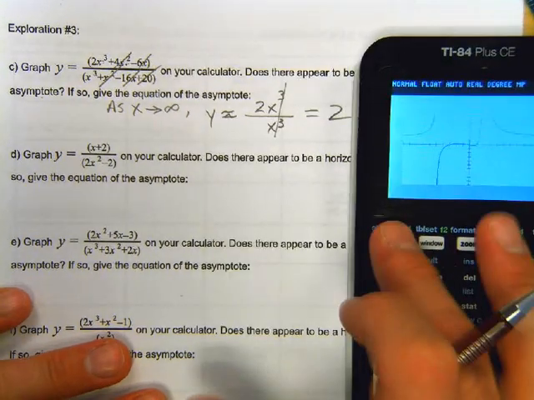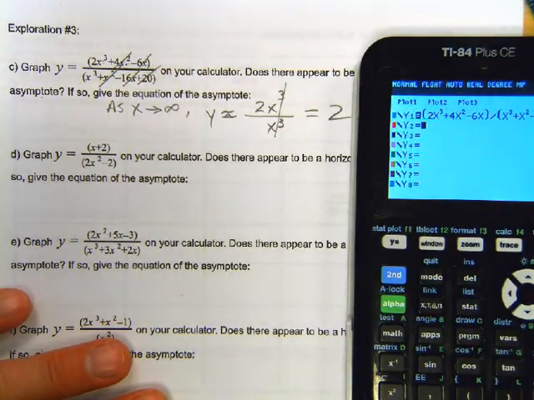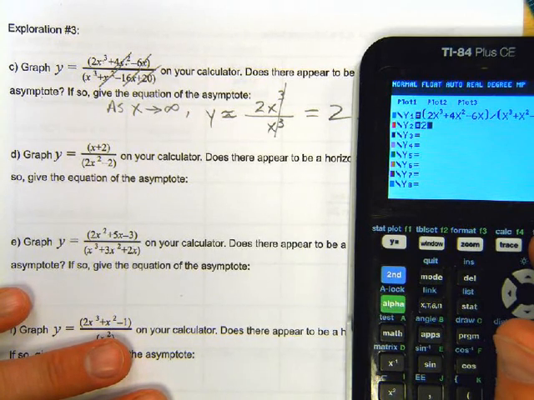So, I'm going to go to my calculator. I'm going to put a second equation in my y equals. I'm going to put y equals 2.